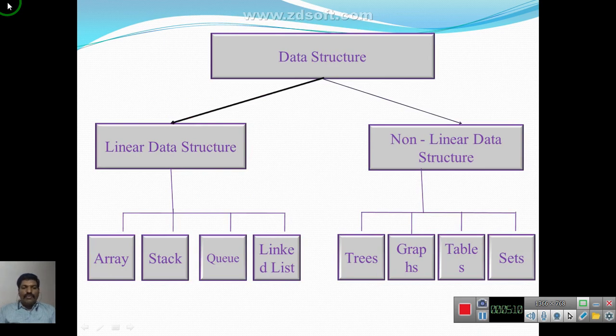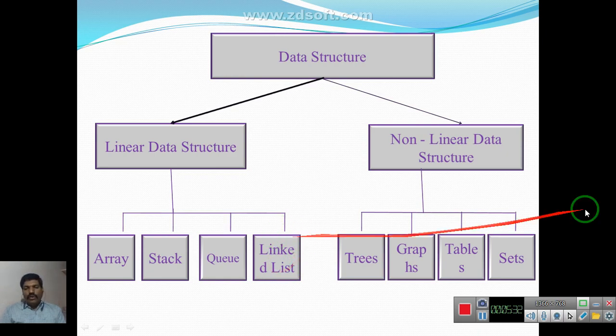Then types of data structure, with examples: linear data structure and non-linear data structure. Regarding the linear data structure, there are array, stack, queue and linked list. Stack and queue we are going to discuss under unit number 3. Linked list we will discuss under unit number 4. Non-linear data structure examples are tree, graph, table and set. These we are going to discuss under unit number 5. This is an example of non-linear and linear data structures.